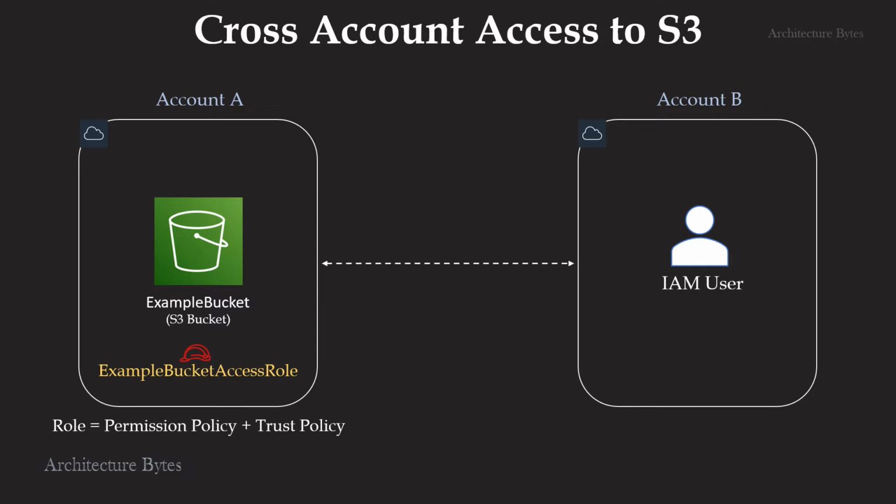Remember that a role is made up of permission policy and a trust policy. We will learn more about this shortly. In account B, create a policy attached to the user to allow the user to assume the example bucket access role. Let's take a look at what these policies look like.